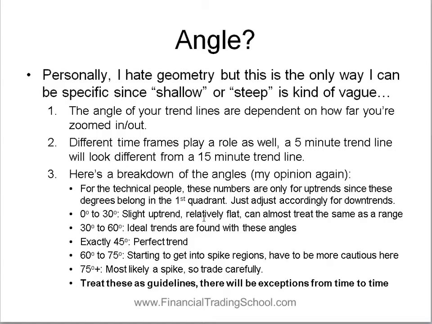Between 60 to 75 degrees, you're starting to get into spike region, so you have to be more cautious here. 75 degrees and higher, most likely it's a spike, so trade carefully. Treat these as guidelines because there will be exceptions from time to time.